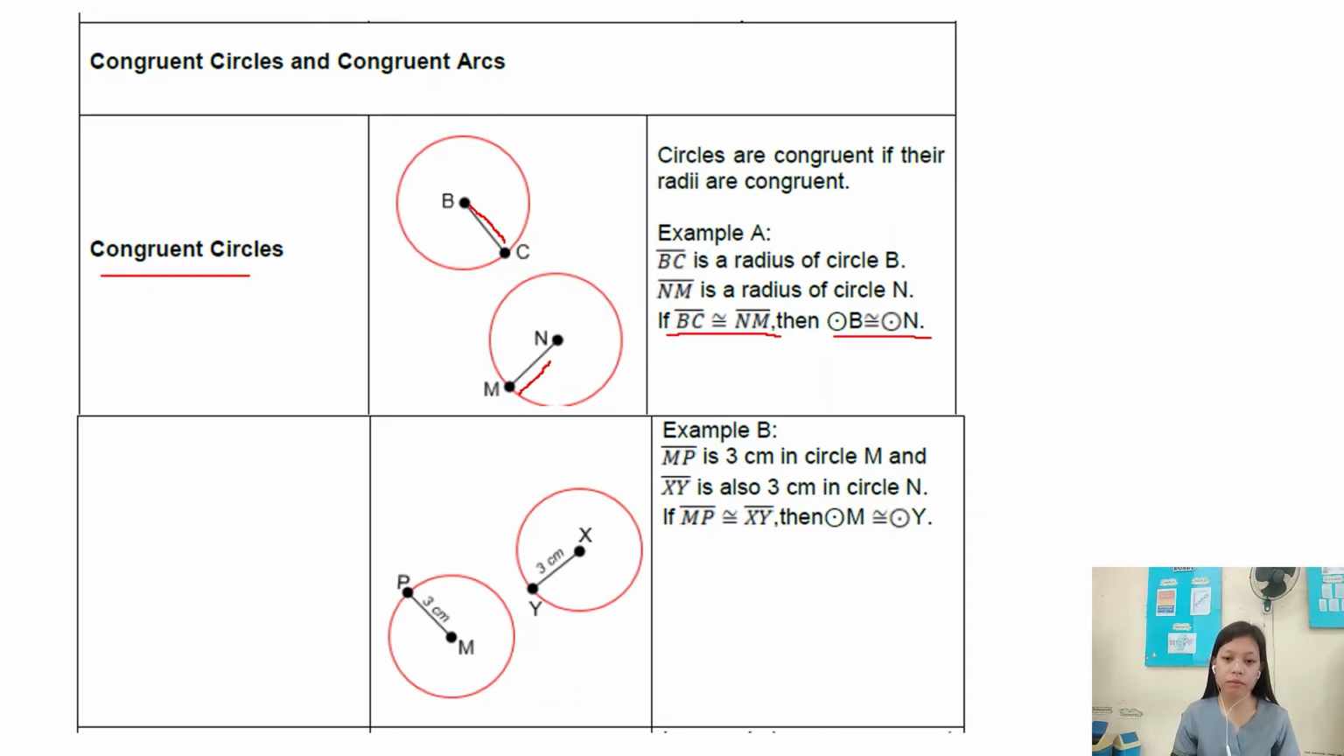Example, line MP is 3 cm in circle M, and line XY is also 3 cm in circle N. So if line MP is congruent to line XY, then circle M is congruent to circle N.